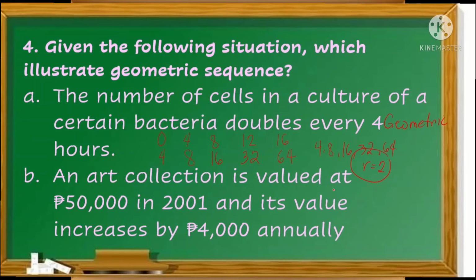An art collection has a value in 2001 which is 50,000. In 2002, its value increased by 4,000 annually, so it will become 54,000. In 2003, it will become 58,000. In 2004, it will become 62,000. So if we observe annually, it adds 4,000. Since we add or increase 4,000 annually, this is an example of an arithmetic sequence.